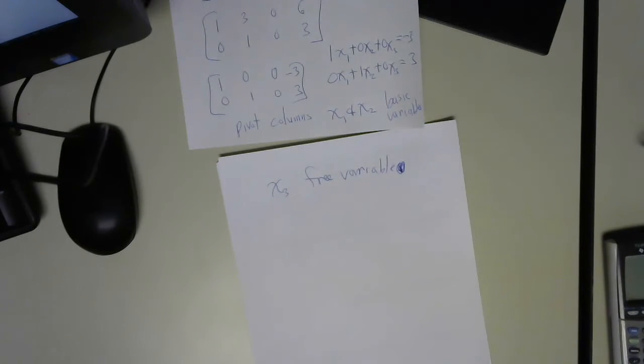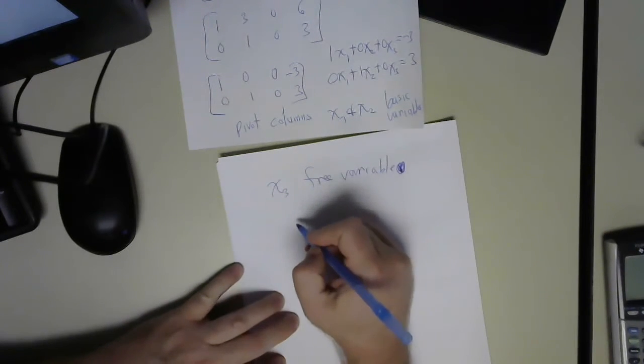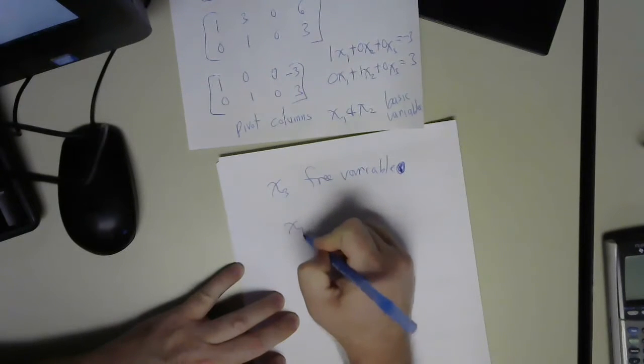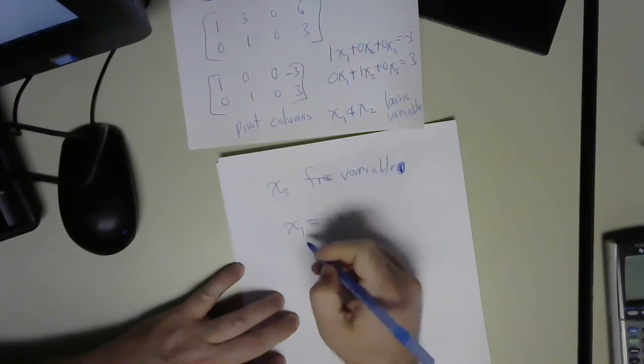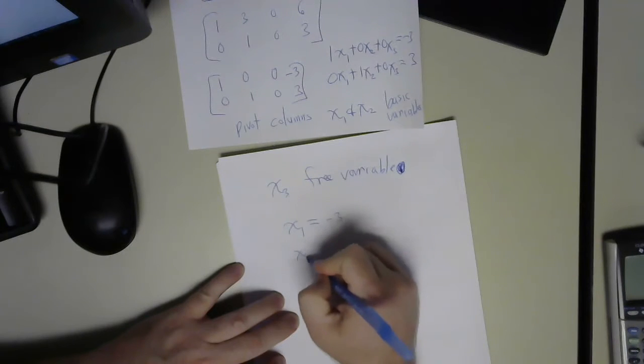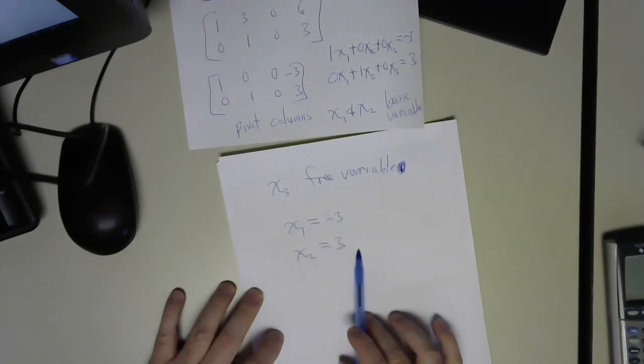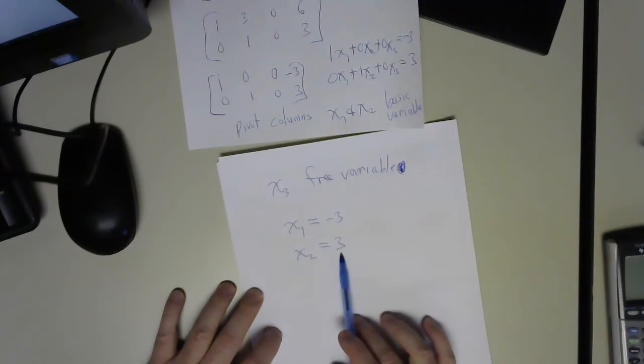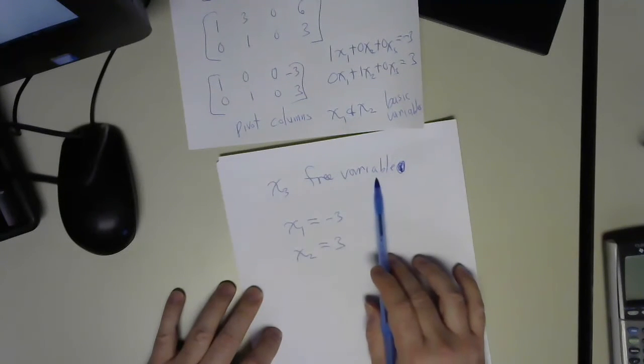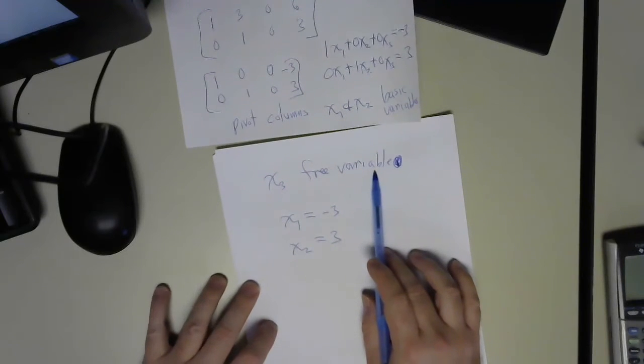All right, now x3 is a free variable. That means it can take on any value. And sometimes the basic variables are in terms of the free variable, sometimes they're not. In this case, I don't think they are, because notice that first equation can be written as simply x1 equals negative 3. The second equation can be written as simply x2 equals 3. So there is no x3 variable in this equation, and there is no x3 variable in this equation. But x3 can take on any value because it's a free variable.